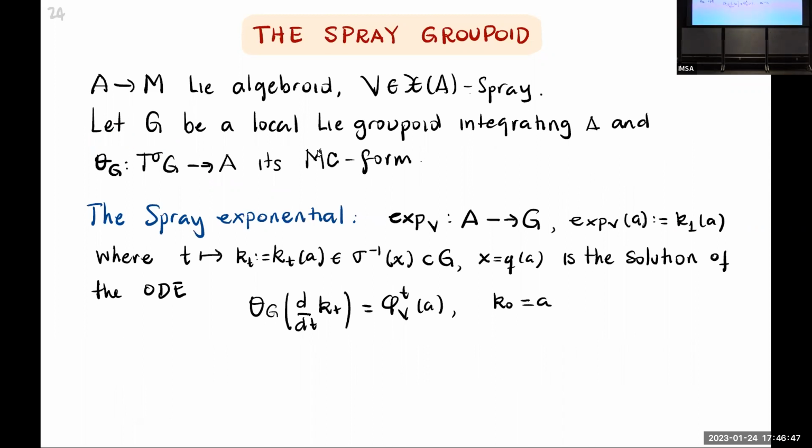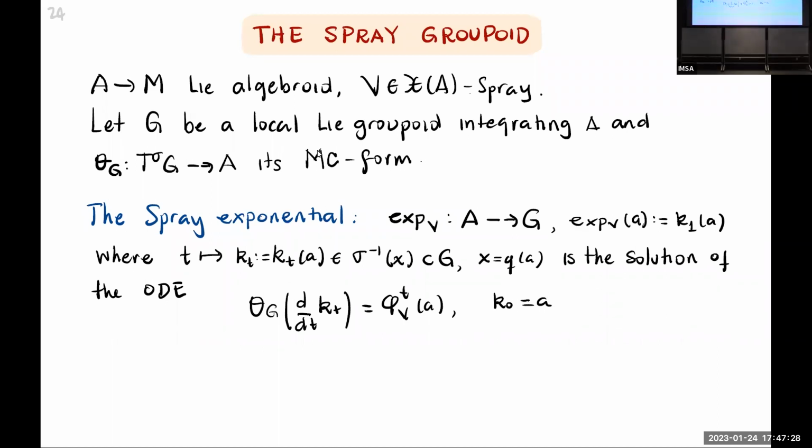let's look at some immediate consequences. Okay. So suppose that you have an algebroid over M, and you choose a spray. Okay. And suppose that you have any other local groupoid that integrates A, with Maurer-Cartan form theta of G. Okay. Then, out of this data, you can define this exponential, this spray exponential. Okay, this spray exponential will be a map from A to G, given by the solution of this ODE.